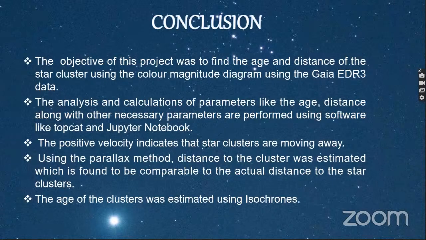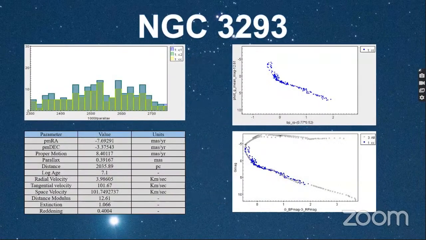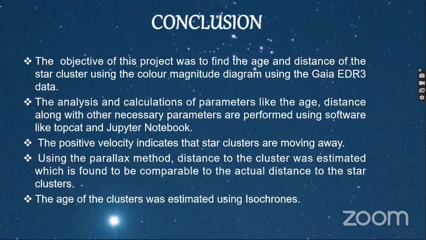So the conclusion over here is I found the age and distance of the star cluster using the color magnitude diagram and the data from the Gaia EDR3. The analysis and calculations of the star clusters were done using the necessary formulas and the parameters calculated, like extinction value and reddening value. I even calculated the velocity. So positive velocity indicates that star clusters are moving away, which even signifies that the universe is expanding.